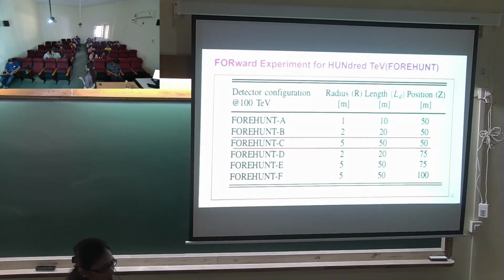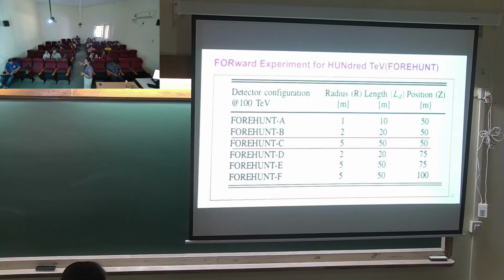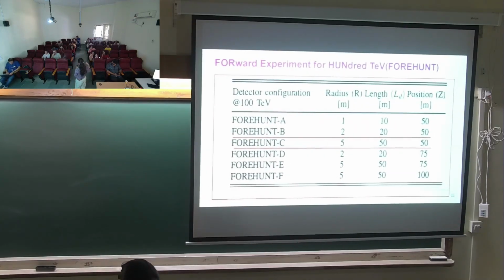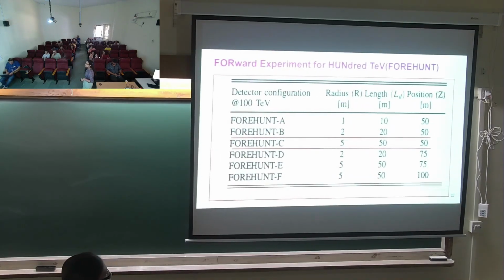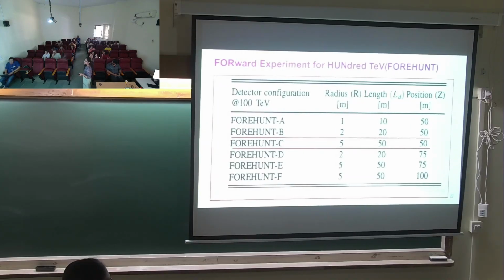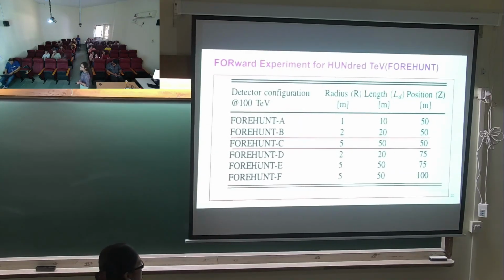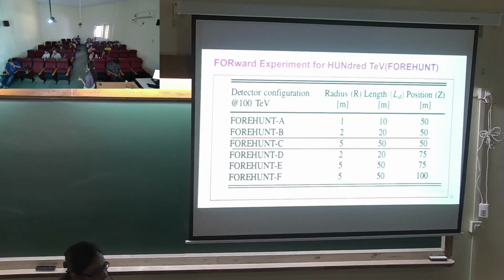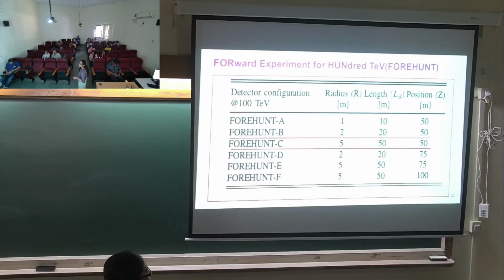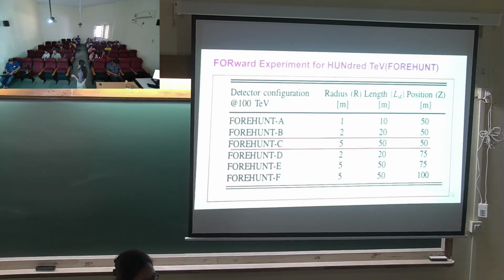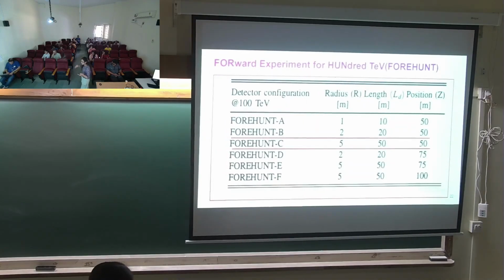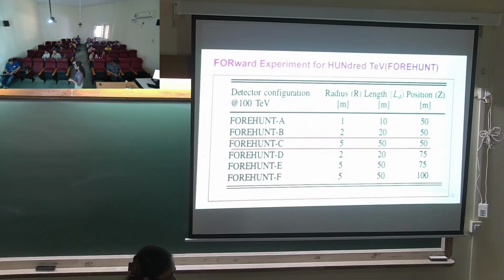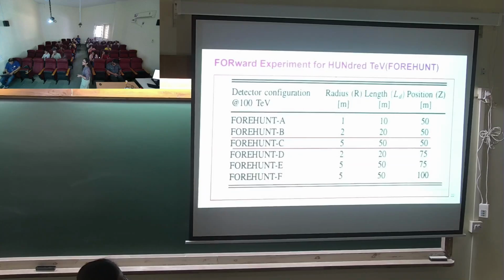Similarly, we proposed a forward experiment detector for 100 TeV. It's a FASER 2-like detector but with different dimension and the position is different. And we optimized for different radius and length, and we see that Forehand C, that is a cylindrical detector of 5 meter radius and 50 meter length and placed at 50 meter from the IP of FCC-ee, performs the best.